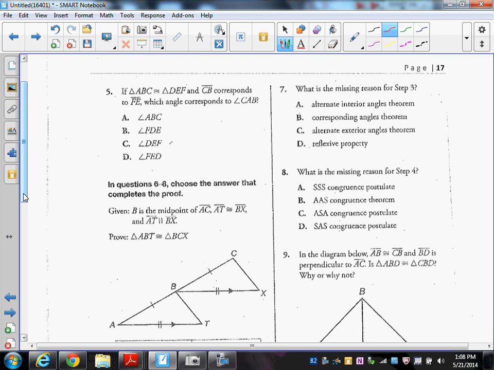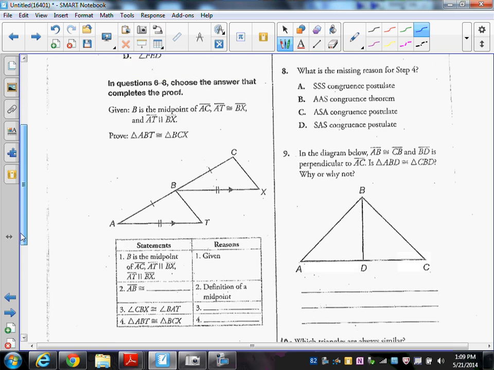The next page asks us which angle corresponds to angle CAB. So if I take a look here, C is the 3rd letter, A is the 1st, B is the 2nd. So it's kind of like I go 3, 1, 2. The ordering is very important. I want to keep that same order, 3, 1, 2. That's angle FDE. So the correct answer is B. This is by CPCTC, which we talked about at the beginning of the video. Corresponding parts of congruent triangles are congruent.